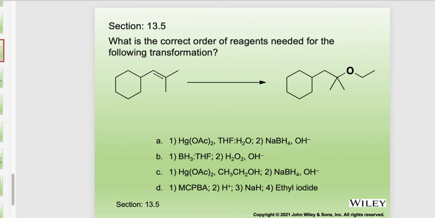All right, let's do another problem. What's the correct order of reagents needed for the following transformation? So we're going from an alkene to an ether, right? That's why functional group recognition is so important. You should stop the video here because there are 4 sets of conditions, multi-step. 1, 2, 1, 2, 1, 2, 1, 2, 3, 4 steps.